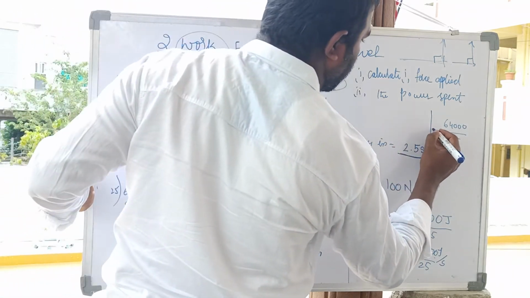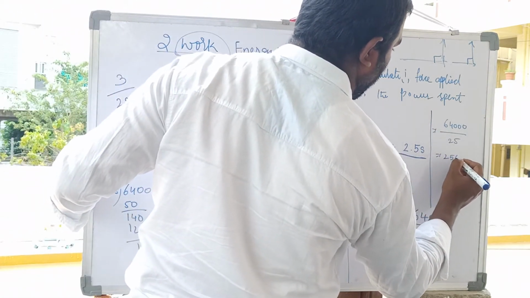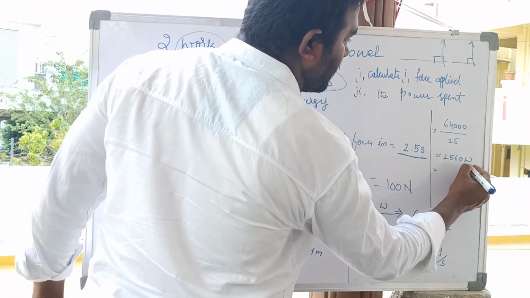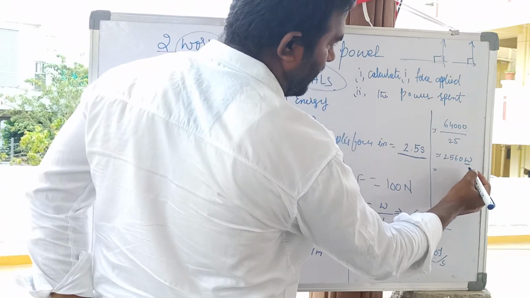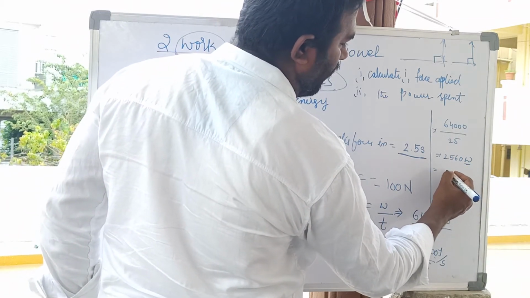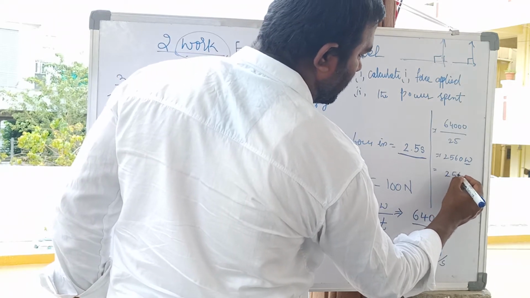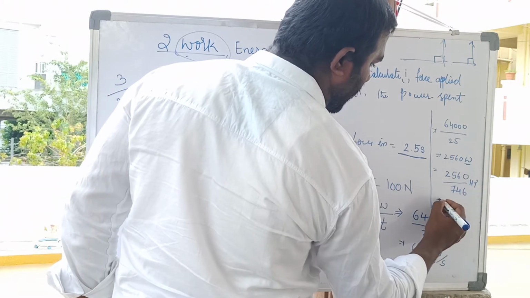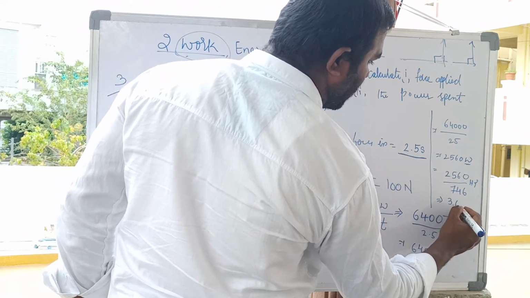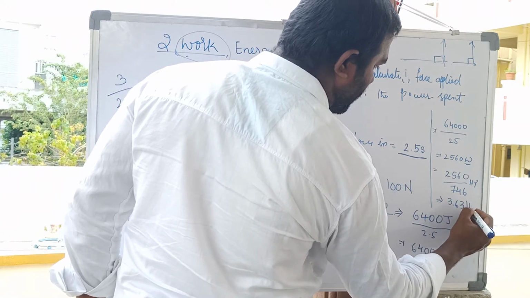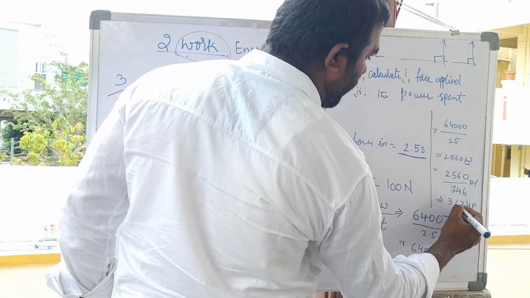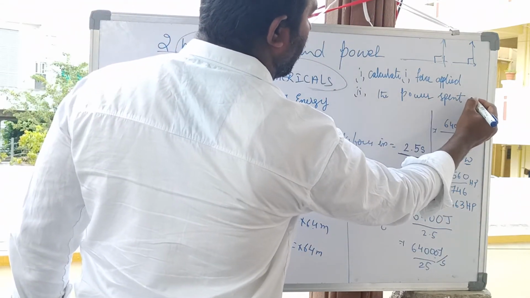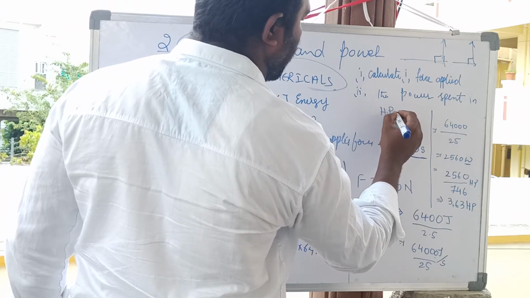So it is 2560 watts. Then afterwards this is changed into the form of horsepower. They are saying here 1 horsepower is equal to 746 watts. So 2560 by 746 horsepower, nothing but it is 3.63 horsepower. If you divide this, you will get 3.63 horsepower. They asked for the power spent in horsepower.